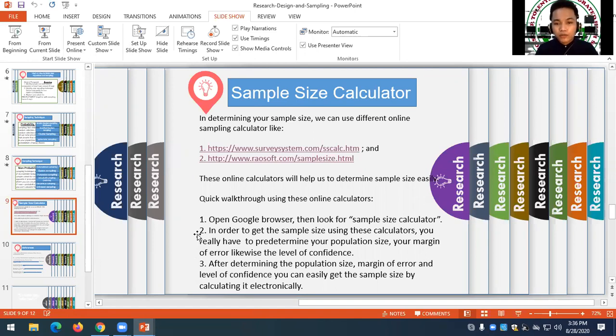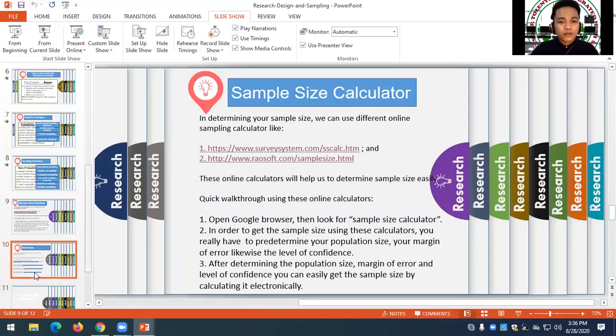No? So kung meron pa rin po kayong doubt using this one, you can also search your own sample size calculator, or you can have this sample demo para hindi na kayo mawala. This is actually the easiest way on how to get the sample size, no? Using the survey system and then the RASOF.